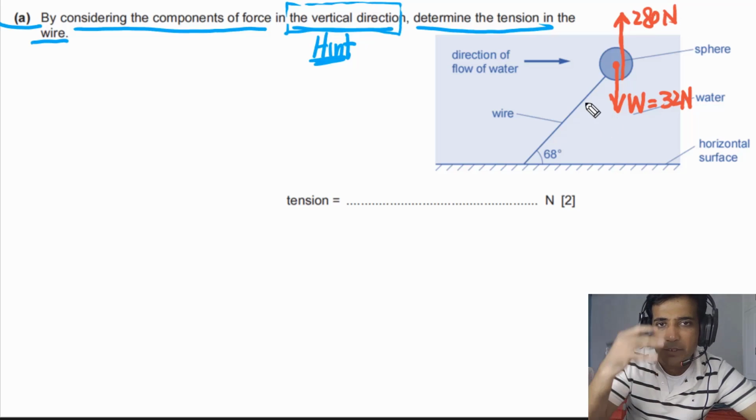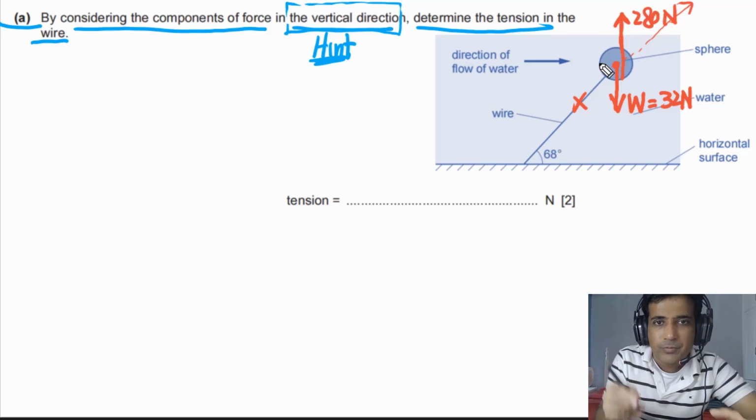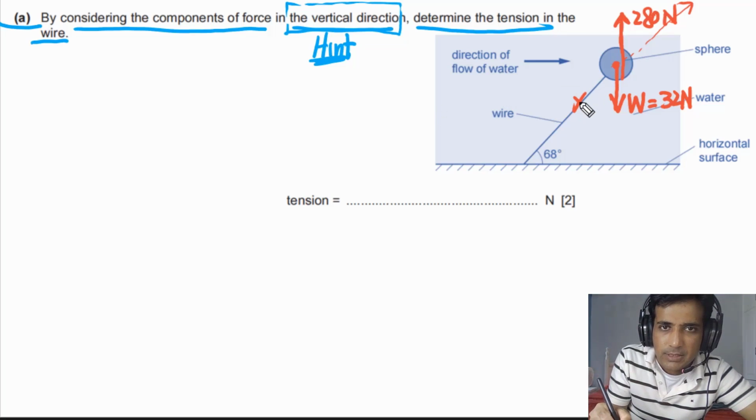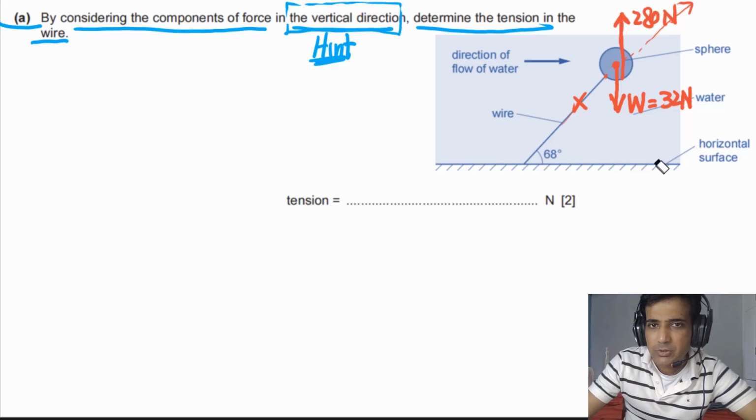Now we need to find out the direction of tension. If you look at this ball, imagine that we cut this string. Then a horizontal force is also acting on the sphere, acting to the right, so this sphere will go this way. Now, this sphere is at rest. It simply means that tension is acting downward. So simply we can draw the direction of tension.